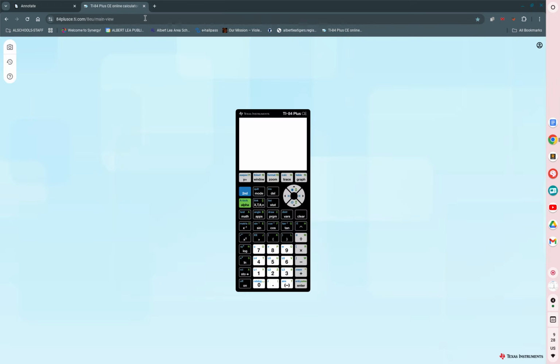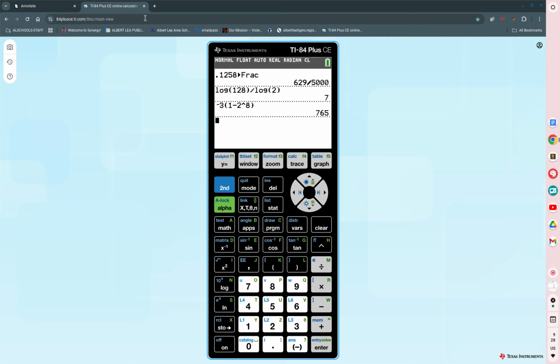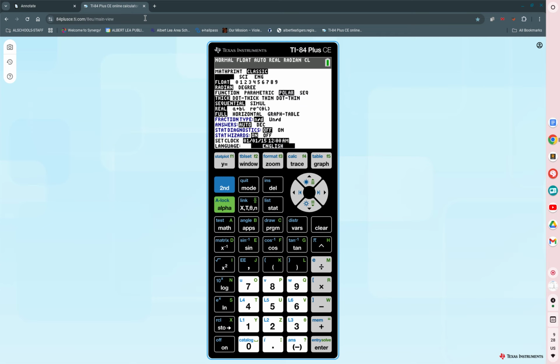Yep, sorry you guys, you came out of parametric mode from last year, so here's what we're going to do. We're going to go to mode, and you're going to get out of parametric mode and polar mode by going down to function and pressing enter there. For calculus, we will be in radians 100% of the time for this class. There's only one problem during the course year where we go into degrees. Otherwise, we'll be in radians all the time.